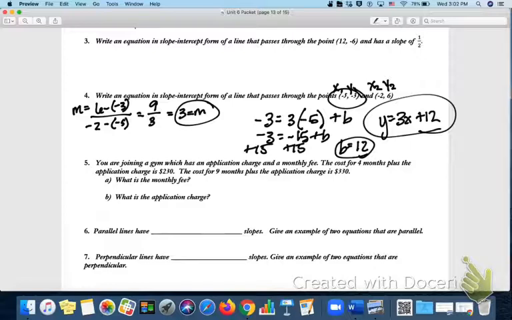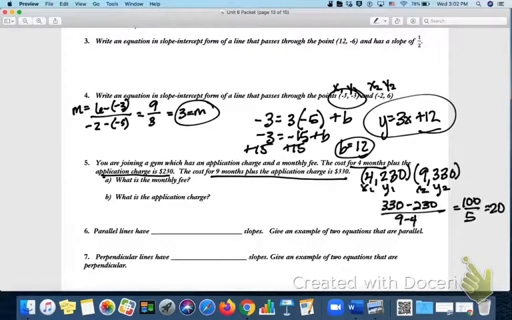Number 5, you're joining a gym which has an application charge and a monthly fee. The cost for 4 months plus the application charge is $230. The cost for 9 months plus the application charge is $330. Let's take that information and write those two things as ordered pairs. Okay, there's our important information. So if I wrote those as ordered pairs, I can use my slope formula to help me identify the slope for this equation. So I use x1, y1, x2, y2, and I plug that in.